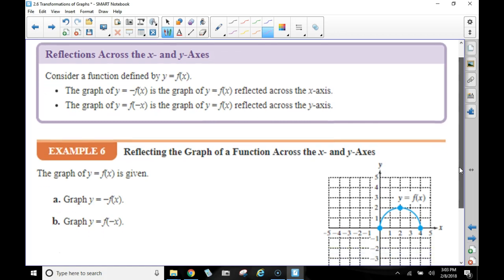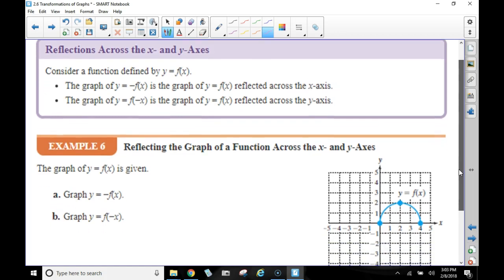Summing up this information, if we've got a parent function y equals f of x, then the graph of y equals the opposite of f of x, with the negative out front, is a reflection across the x-axis, whereas y equals the function evaluated at negative x is going to be reflected across the y-axis.